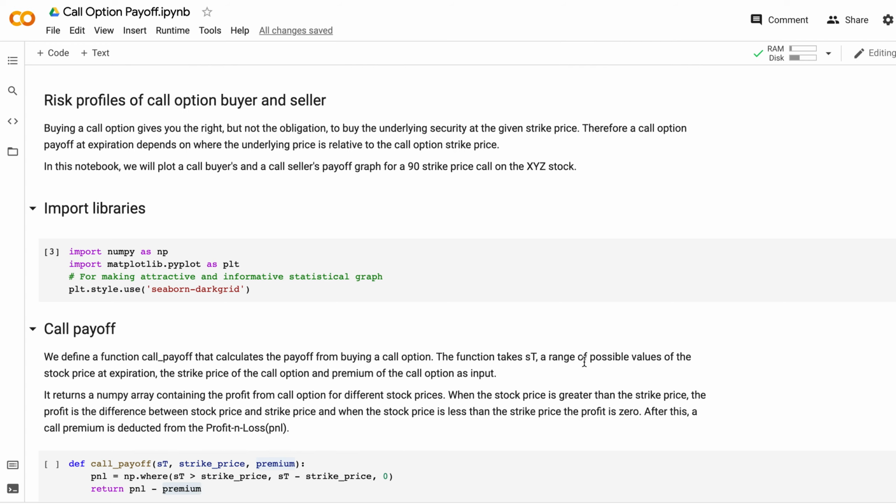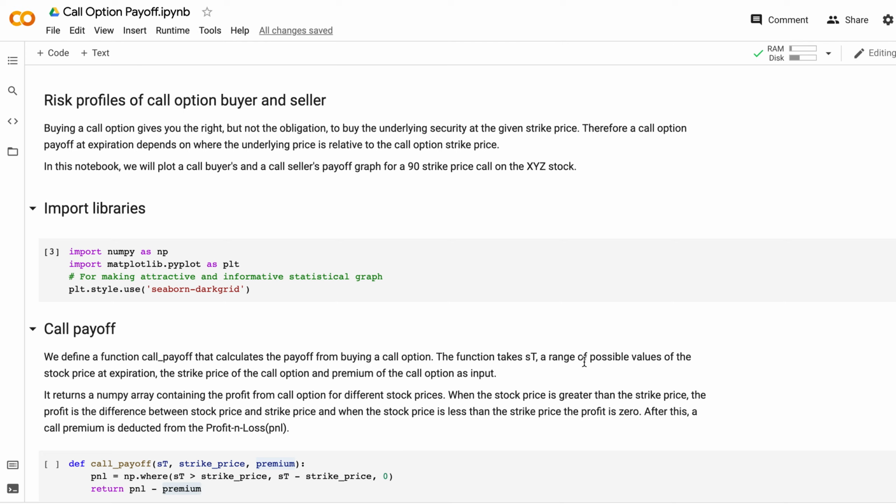Hello, in this video we talk about the call options payoff diagram. So we talk about risk profiles of call option buyer and seller, right? Buying a call option gives you the right but not the obligation to buy the underlying security at the given strike price. Therefore, a call option payoff at expiration depends on where the underlying price is relative to the call option strike price, right?